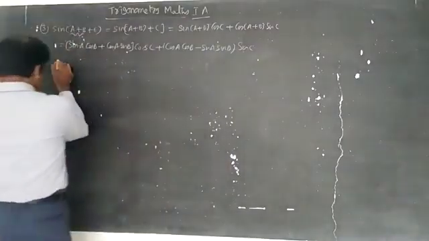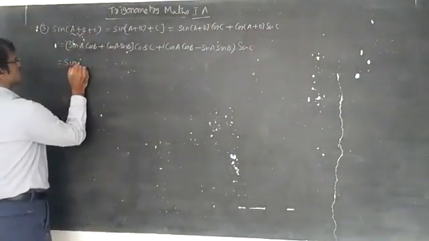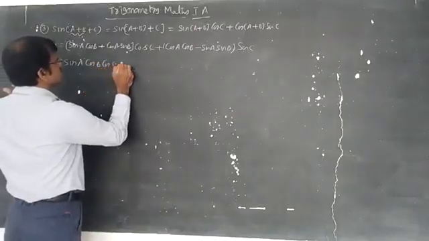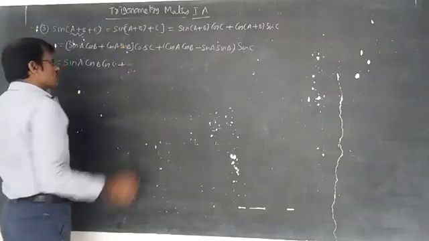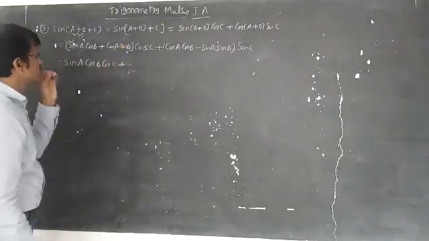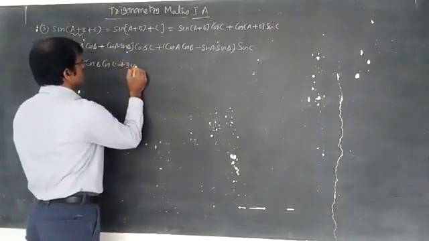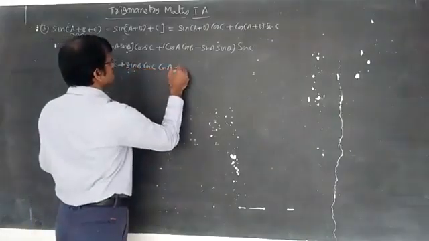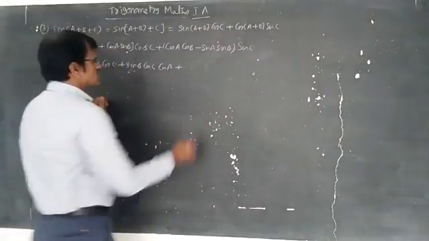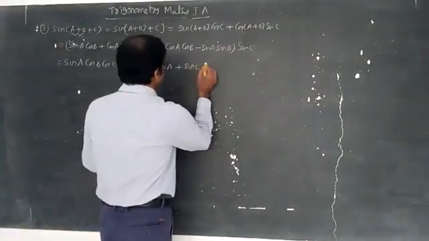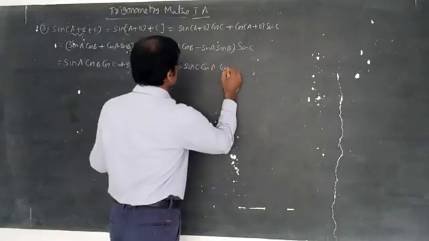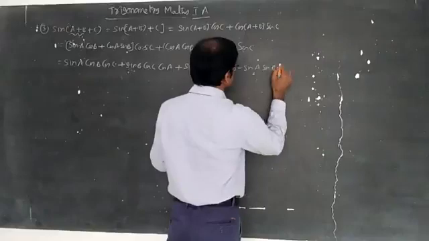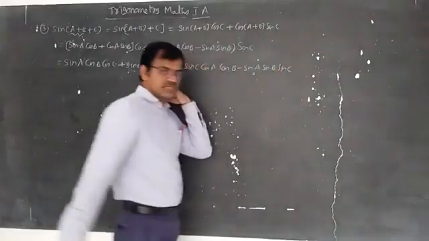That is equal to sin A cos B cos C, plus, first I am writing sin A cos B cos C, next sin B cos C cos A. Try to understand why I am writing this. Next sin C, cos A cos B minus sin A sin B sin C, sin A sin B sin C.